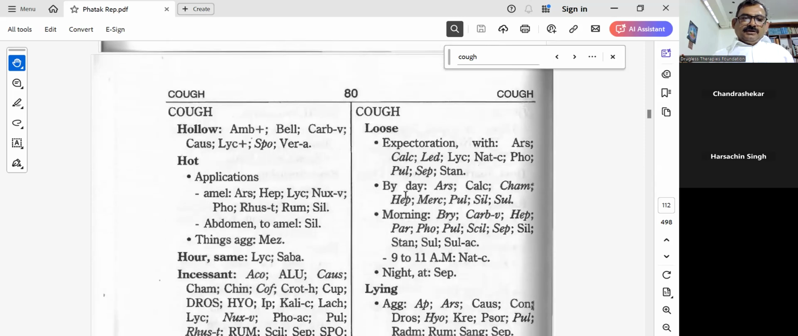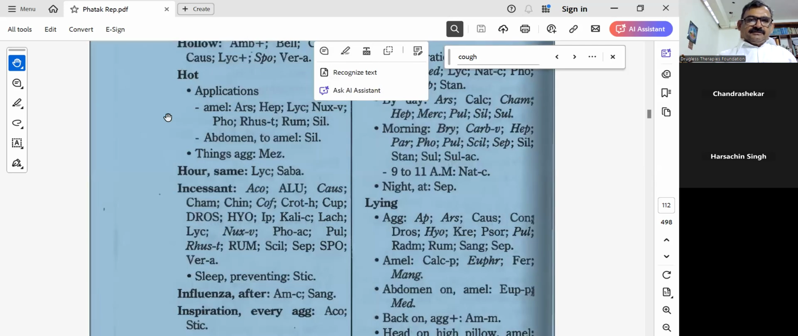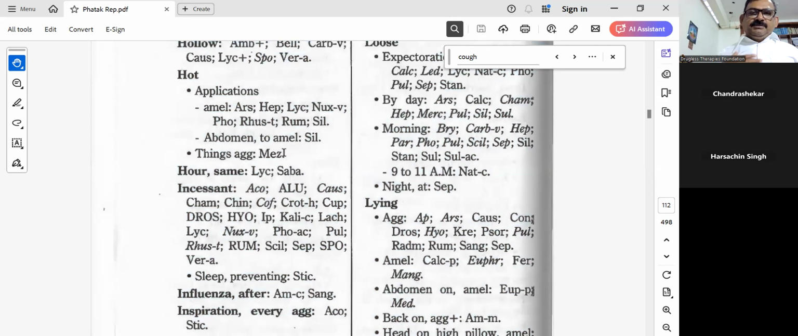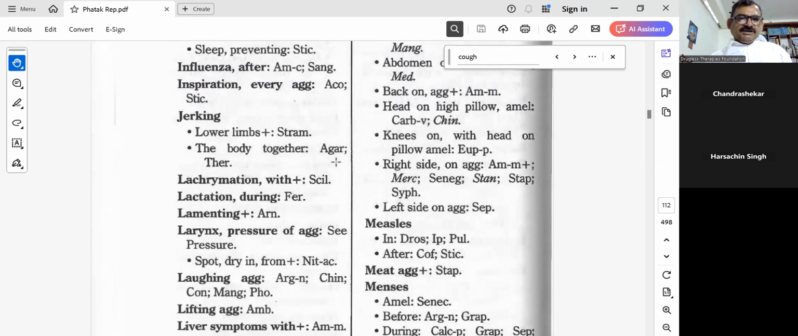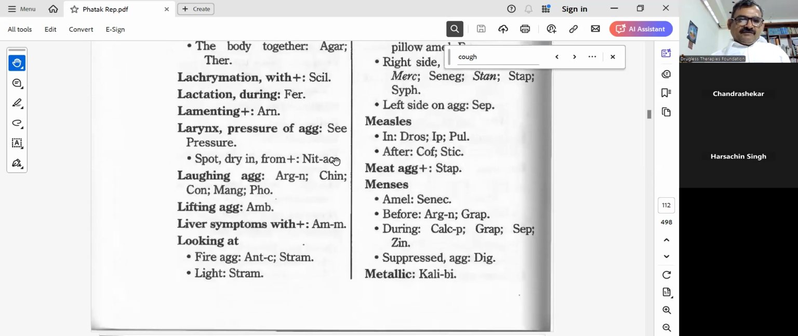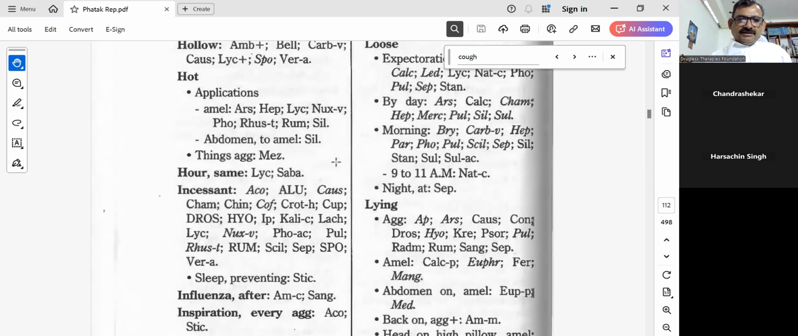Okay, hollow, hot, same hour every day. Then Lycopodium and Sabadilla. Hot application amelioration. If they give a hot compress, heat that area, they become all right. So this is a remedy. So likewise, jerking lower limbs, laughing aggravation. If someone is laughing, that time it is aggravation. So these are the remedy.